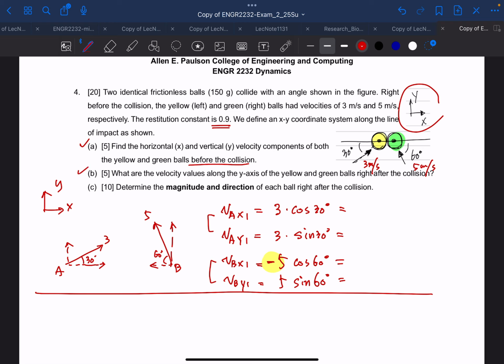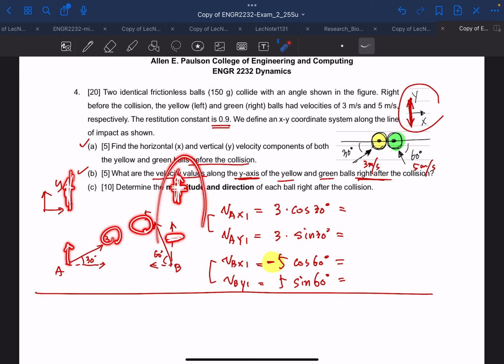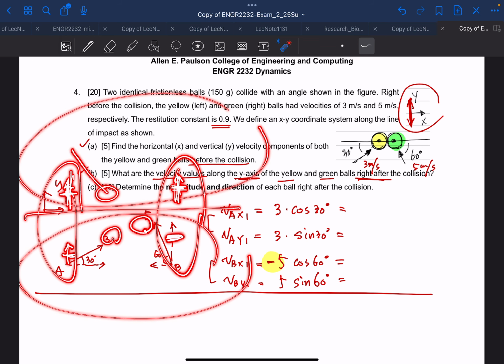And the second part here is: what are the velocity values along the y-axis, going up and down this direction, of the yellow and green balls right after the collision? The collision is happening like this, so the horizontal terms are contributing to this collision, but the vertical terms have actually nothing to do with that collision. So the velocity before they hit each other is going to be the same as after they hit. So this velocity and that velocity are going to be the same, and this velocity and that velocity are going to be the same. This is before and here is after the collision. This is going to go up, and probably this is going to go up like that after the collision.